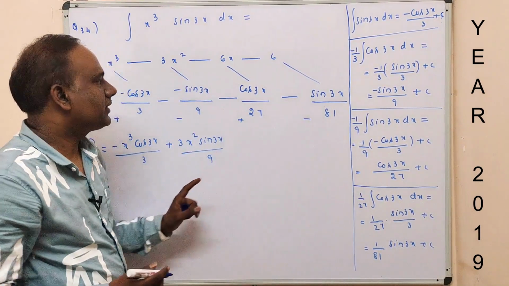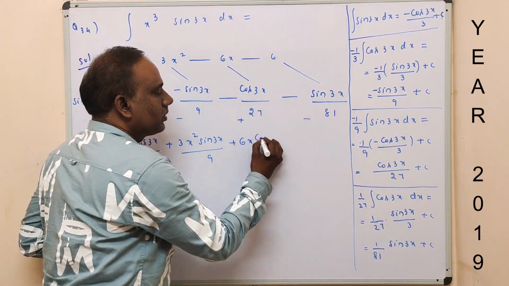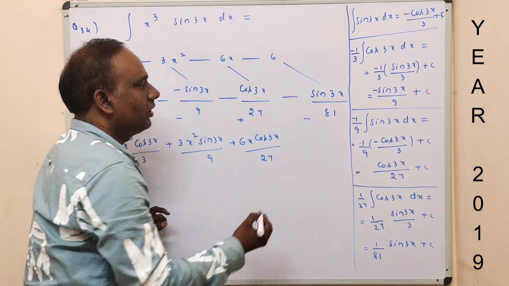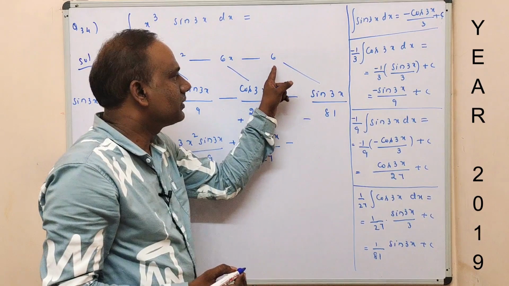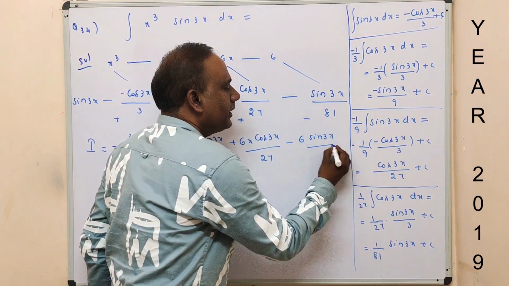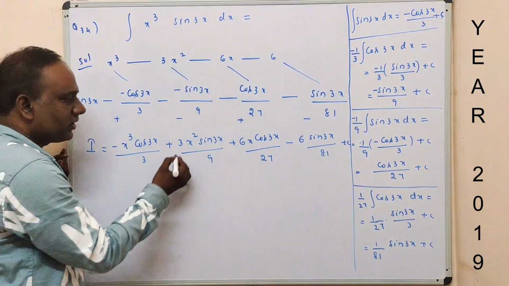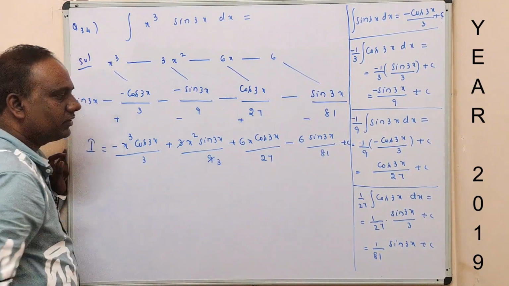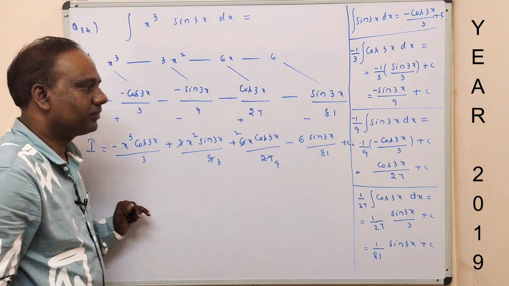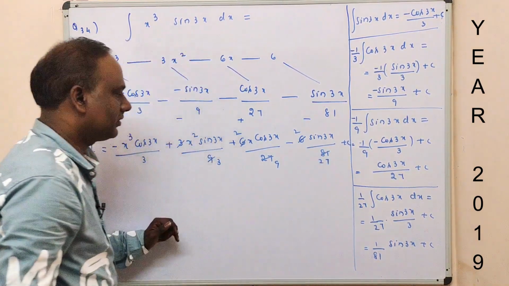After this it is plus, so plus 6x into cos 3x by 27, and here it is minus 6 sin 3x by 81. Now here we cancel. Now it is 3 1 and 3 3, and here it is 3 2 and 3 9, and here 3 2 and 3 27.